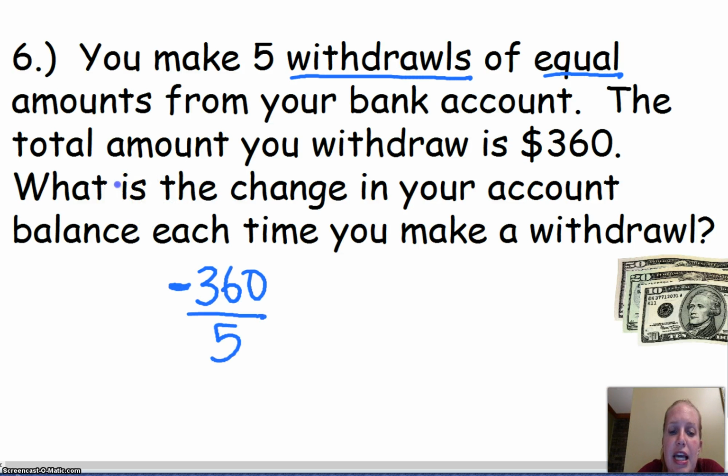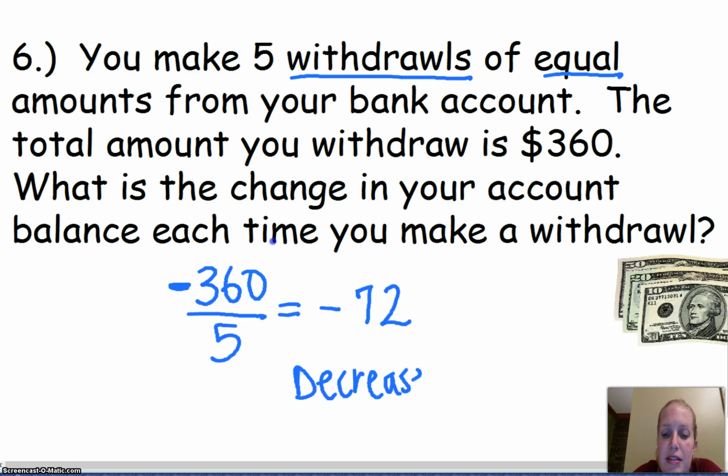So we've decreased the account by $360 over 5 times. I need to divide by 5. I know that it's going to be a negative, which means I'm withdrawing money. Makes sense. 36 divided by 5 would be 7. I get 35. Bring down a 1. 5 goes into 10, 2. So what is the change in your bank account balance each time you make a withdrawal? It decreases, because this is what the negative sign means, by $72.